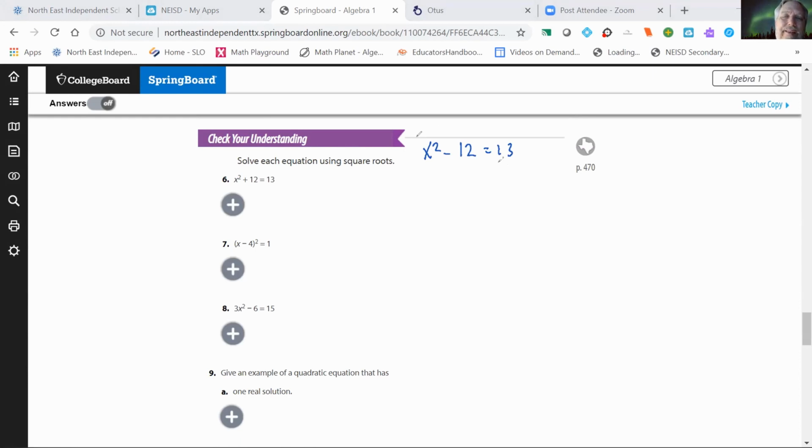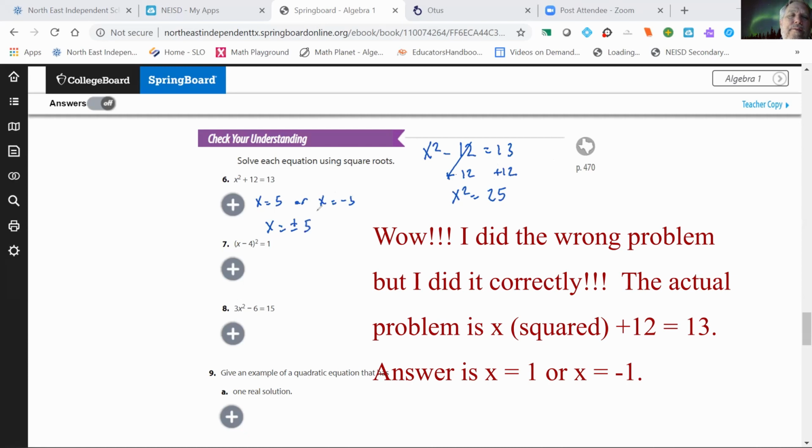So I'm going to get the thing that's squared by itself. So in this case, it's an x squared. So I'm going to add 12 to both sides. So when I do that, those cancel. I get x squared is equal to 25. So therefore, x is equal to 5, or x is equal to negative 5. I could write that as x is equal to plus or minus 5 if I wanted to.